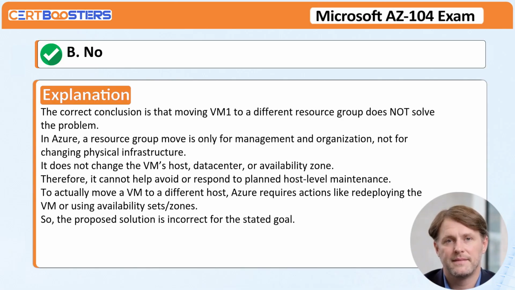No. Explanation: the correct conclusion is that moving VM1 to a different resource group does not solve the problem. In Azure, a resource group move is only for management and organization, not for changing physical infrastructure. It does not change the VM's host, data center, or availability zone. Therefore, it cannot help avoid or respond to planned host-level maintenance. To actually move a VM to a different host, Azure requires actions like redeploying the VM or using availability sets or zones. So, the proposed solution is incorrect for the stated goal.